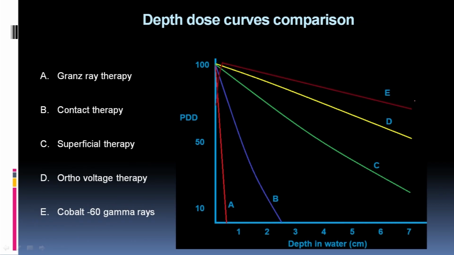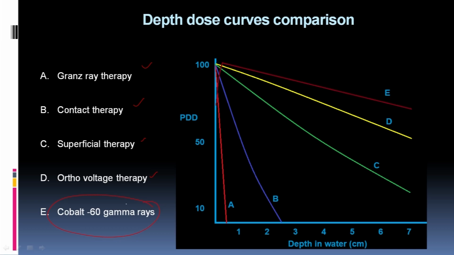Now this is a summary of all these types of therapeutic units we have discussed, and this is the depth dose comparison of different kinds of kilovoltage therapy, and we have already discussed the cobalt 60 gamma radiations. This is currently used in radiation oncology. So we will compare all these types of kilovoltage, such as Grenz ray therapy, contact therapy, superficial therapy, orthovoltage therapy, with the cobalt 60 gamma radiation.